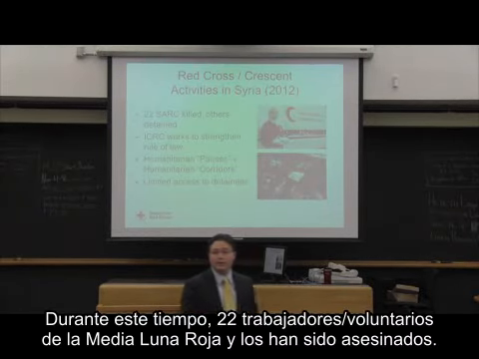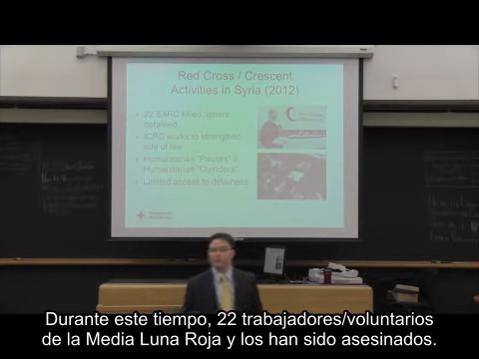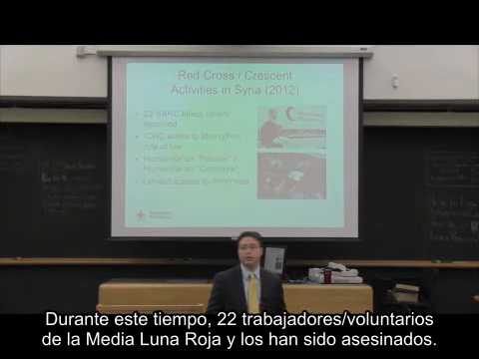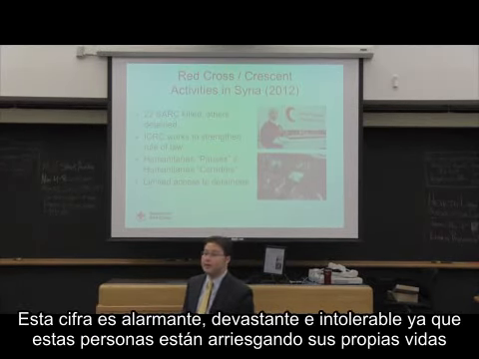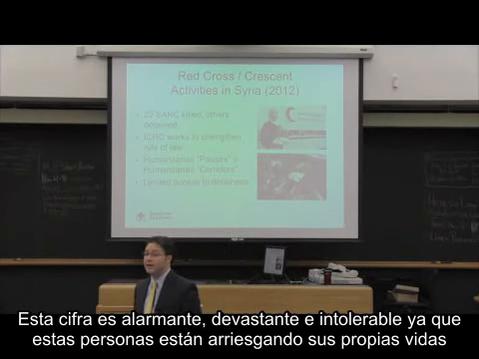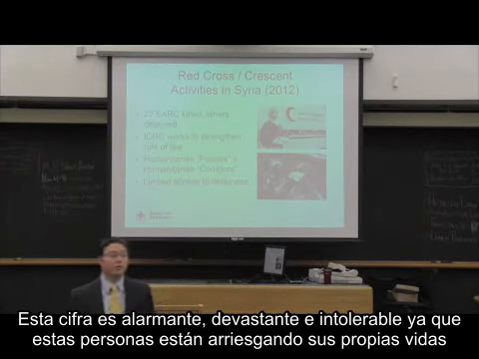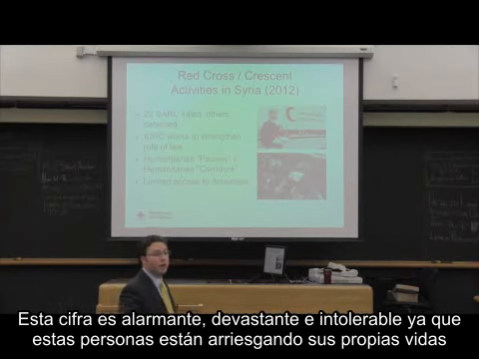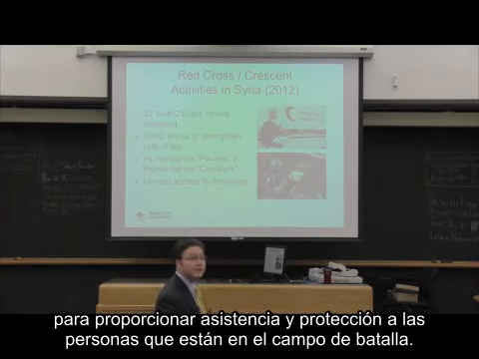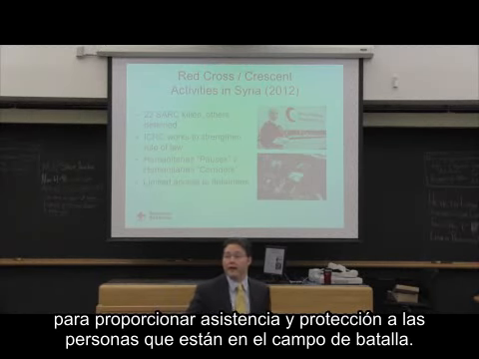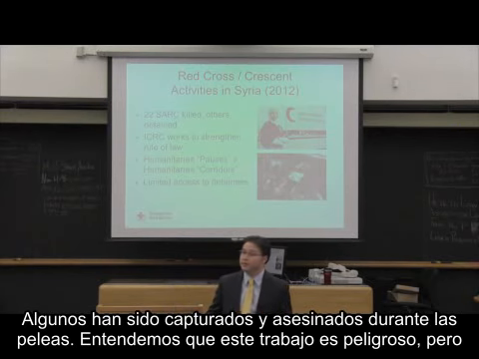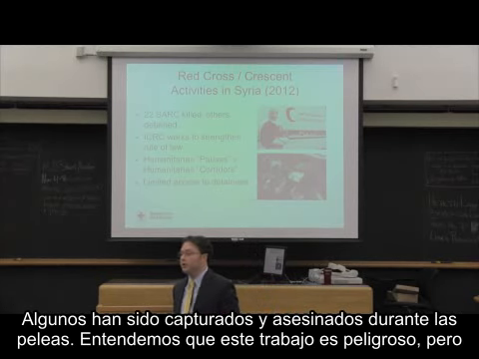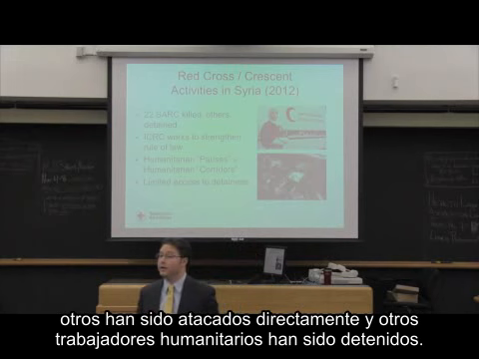Now, during this time, I mentioned that aid workers have been targeted, some have been killed. 22 Syrian Arab Red Crescent staff and volunteers have been killed during the conflict. And this number is really startling. It's devastating. It's intolerable. These are individuals who are risking their own lives to provide assistance and protection to those who are on the battlefield. And again, some of them have been caught in the fighting and have been killed during the fighting. And we know this is a risky business, but others have been targeted directly as well.